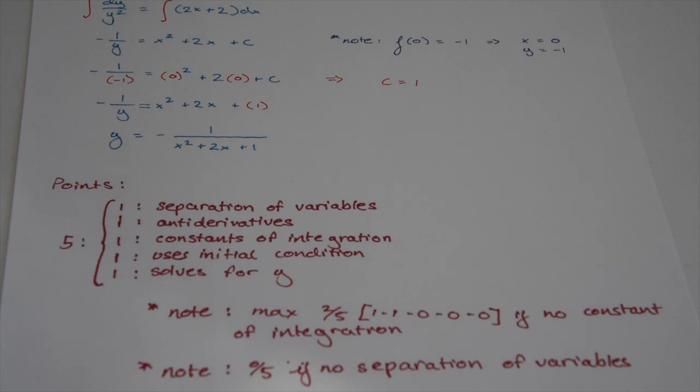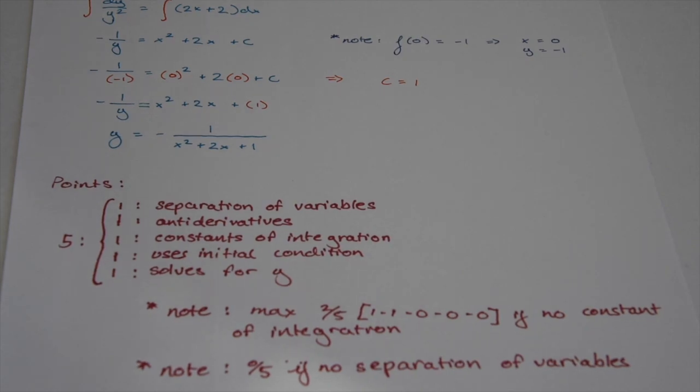But note that you can only get 2 out of 5 maximum points if there is no constant of integration. Since this is not a bound integral, we can always assume that there will be a plus c. Now, we also need to note that you can only get 0 out of 5 if there is no separation of the variables. You need to separate the variables in order to solve this answer. You cannot do it any other way.